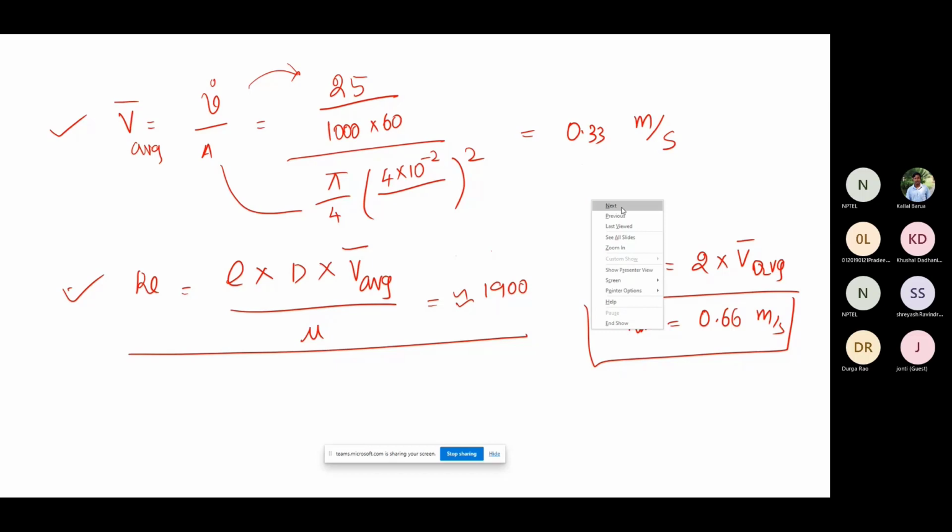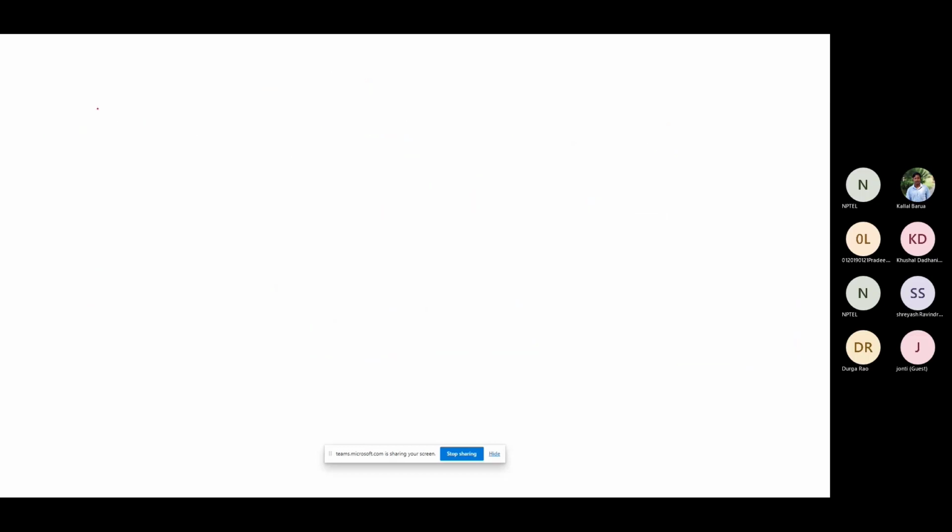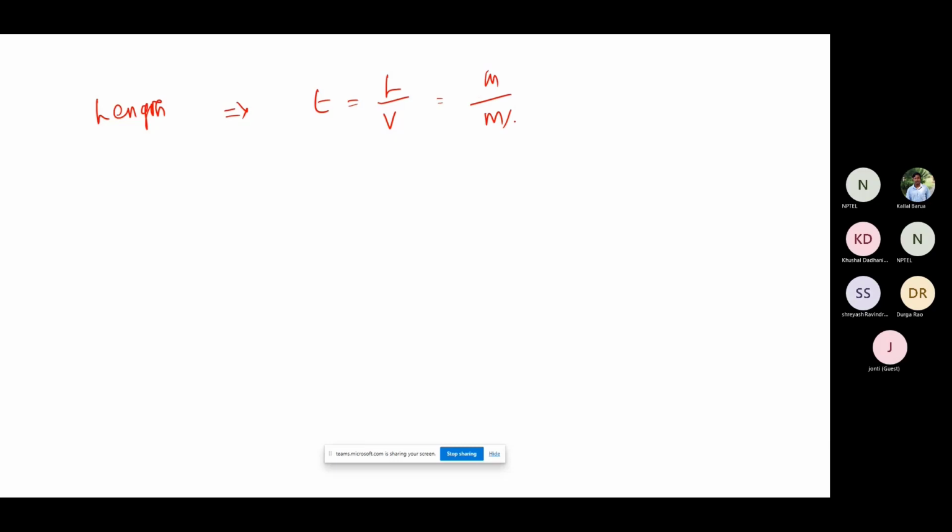Your next question is nothing but finding out the L, length. Right? So we very much know if you want to find out the t, which is nothing but the time for heating, which is nothing but L upon V, right? So L is in meter, velocity is meter per second.